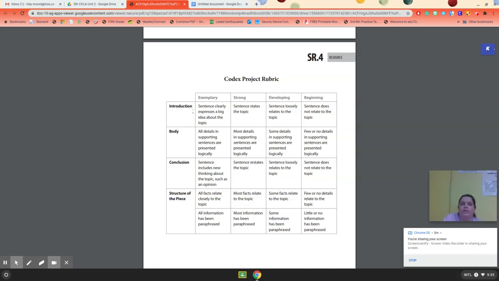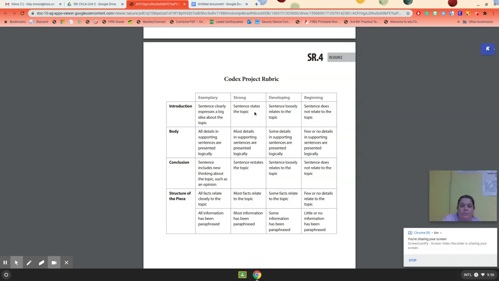Your introduction is going to be telling me what you are writing about. For an introduction, you can get four different scores. You can get exemplary, which would be the equivalent of an A plus. That means your sentence clearly expresses the big idea of your topic. Your introduction is going to be talking about what topic you chose, and you're going to be introducing it and the big ideas that went with it.